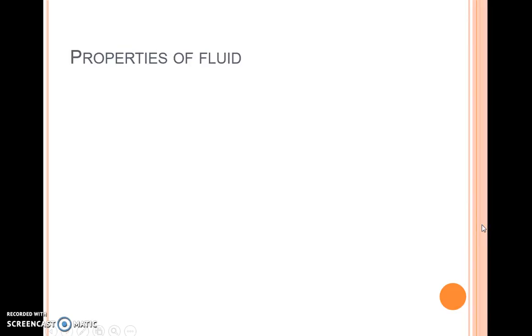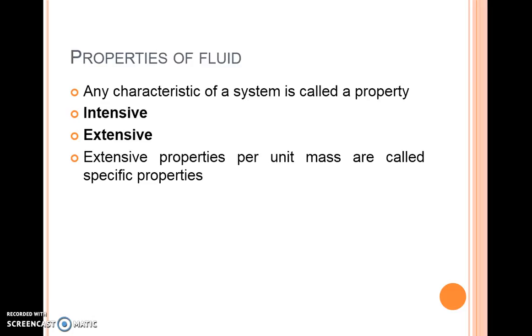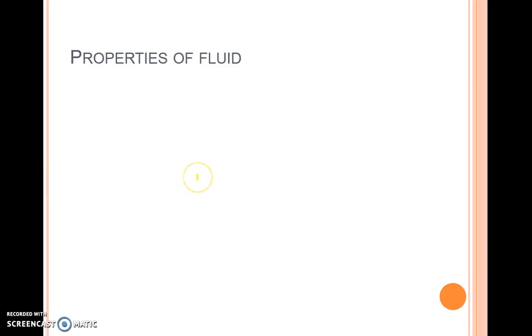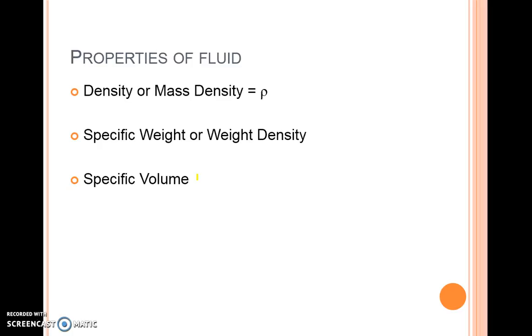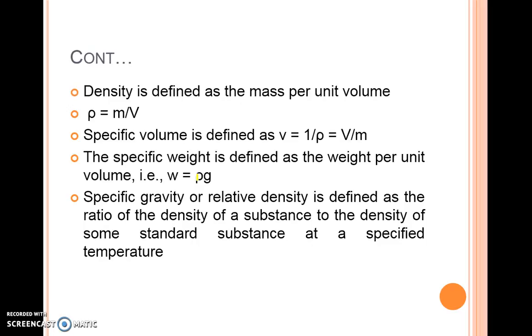Then we will move to the properties of fluid. One by one we will see the properties. Initially, what is meant by property? It is an intensive property or extensive property. Extensive properties per unit mass are called specific properties. Then we can see the properties. First is density, which is denoted by rho, then specific weight, specific volume, specific gravity, which we also call relative density, and viscosity. One by one we will see.